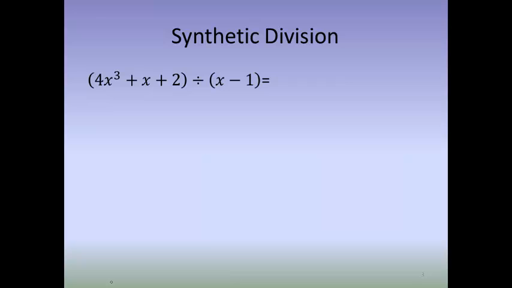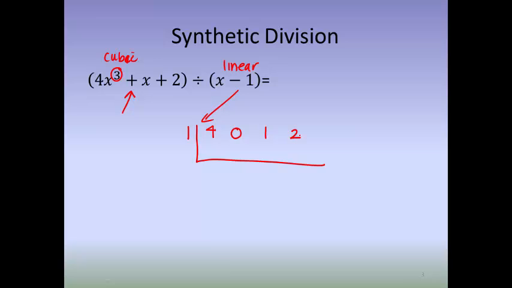Let's try another. Okay, once again, we're going to use the opposite, but this time we have a cubic being divided by a linear. So I will have the opposite here. It's also important to notice that we're missing a degree. We're missing the quadratic term. I have the cubic term, which has a coefficient of 4. The missing quadratic term has a coefficient of 0, and then a 1 and a 2. We'll just proceed the same way.